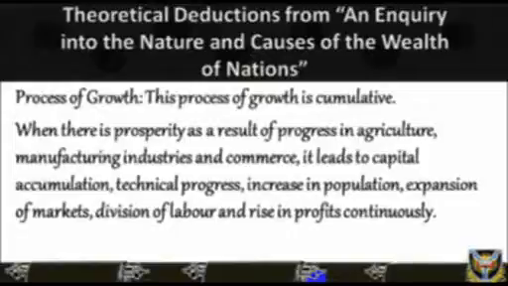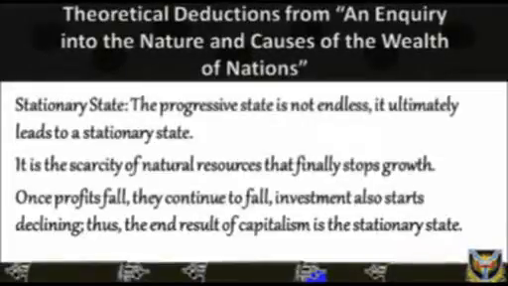7. Stationary state. The progressive state is not endless, it ultimately leads to a stationary state. It is the scarcity of natural resources that finally stops growth. In such an opulent state, the competition for employment would reduce wages to the subsistence level, and competition among businessmen will bring profits as low as possible.